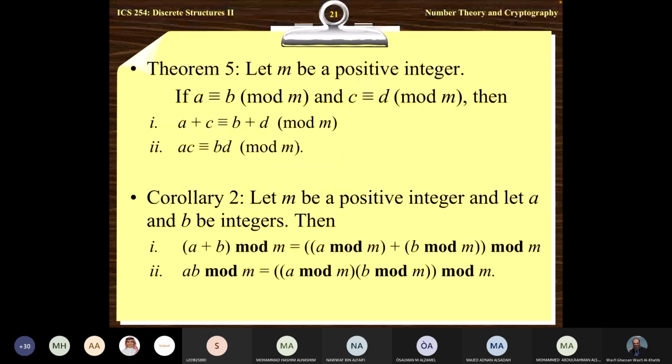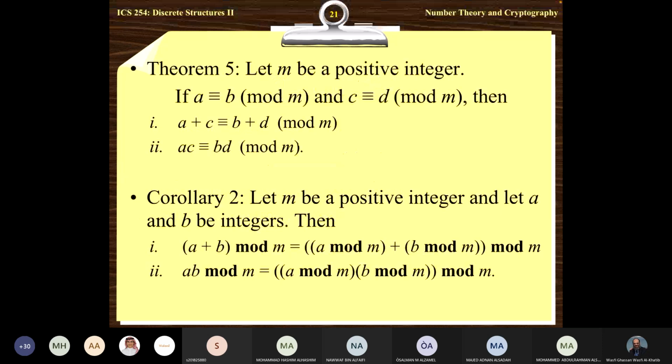Okay. Now let's look at theorem 5. Let m be a positive integer. If a is congruent to b mod m and c is congruent to d mod m, then a plus c is congruent to b plus d mod m, and ac is congruent to bd mod m.